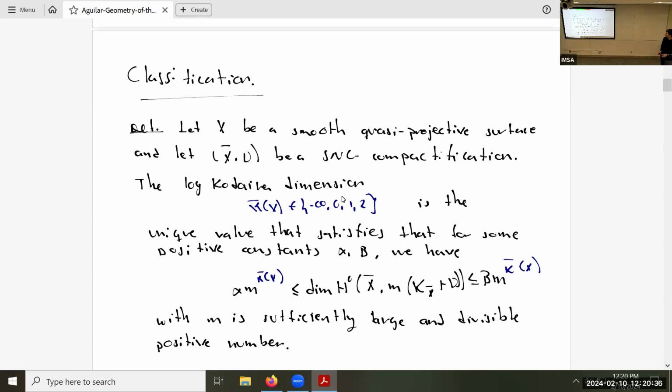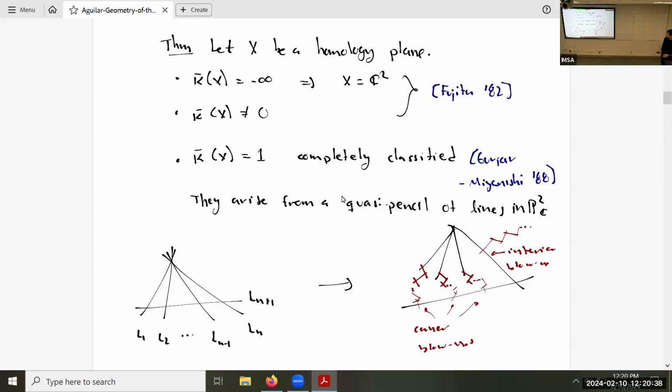will apply this for homology planes. So it was known by Fujita that if we have a homology plane and the dimension is minus infinity, then actually X is C^2. Also, Fujita showed that we cannot have homology planes with logarithmic Kodaira dimension 0. And so we have only left 1 and 2.